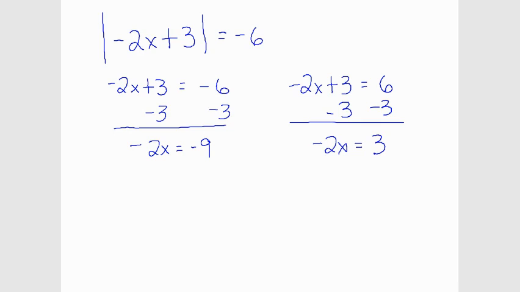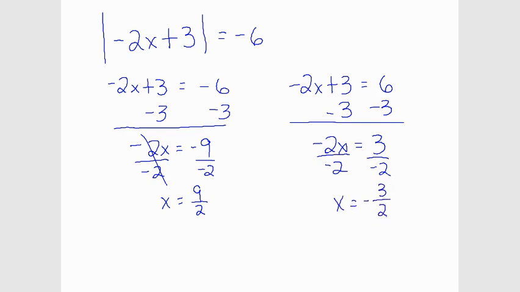And then we'll go ahead and we can see once again, I'm dividing by negative 2. Okay, I get, this cancels, x equals negative over a negative, that's a positive, and it doesn't simplify, so 9 halves, and then x equals negative 3 halves. Okay, let's go ahead and check these really quickly.